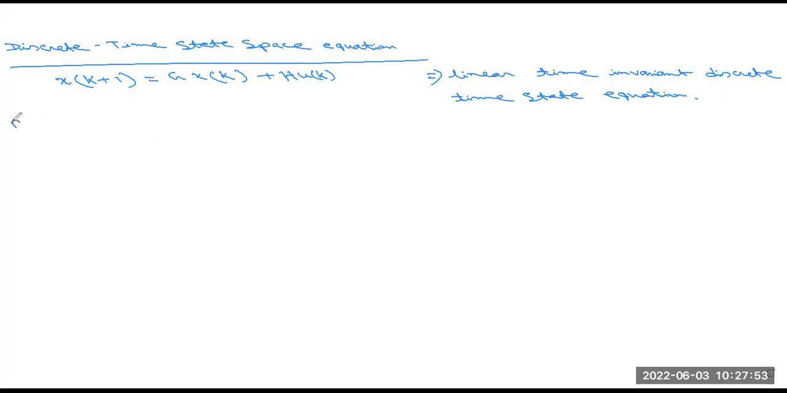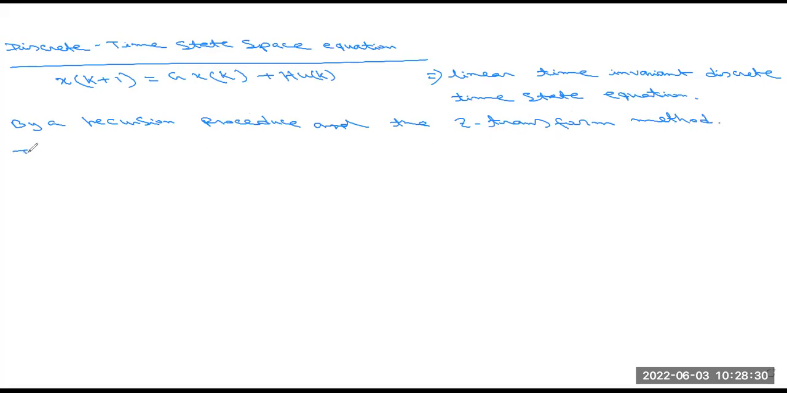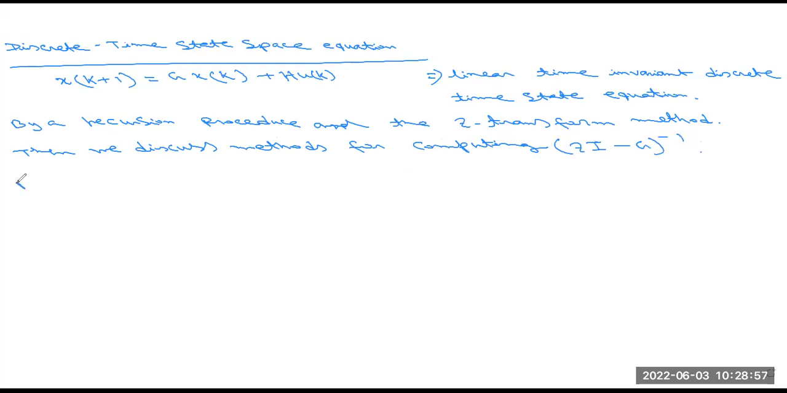Okay, so now by a recursion procedure and the Z transform method, then we discuss methods for computing that, which we know is Z into I minus G inverse.